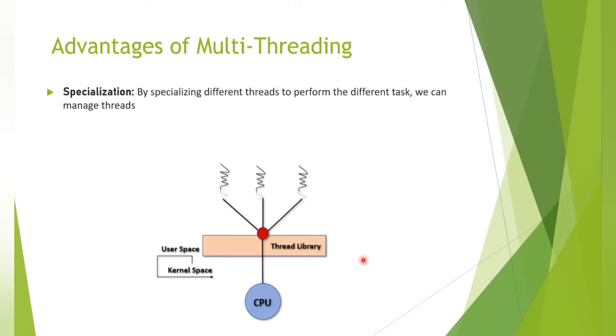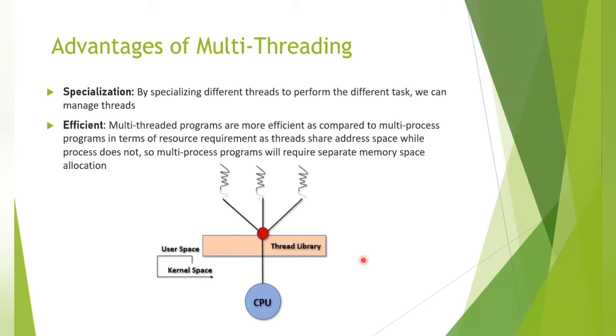Now, the next benefit is efficiency. It is efficient. Multi-threaded programs are more efficient as compared to multi-process programs in terms of resource requirement, as threads share address space while processes do not. So multi-process programs will require separate memory space allocation. Also, multi-threaded programs incur lower overhead as inter-thread communication is less expensive.